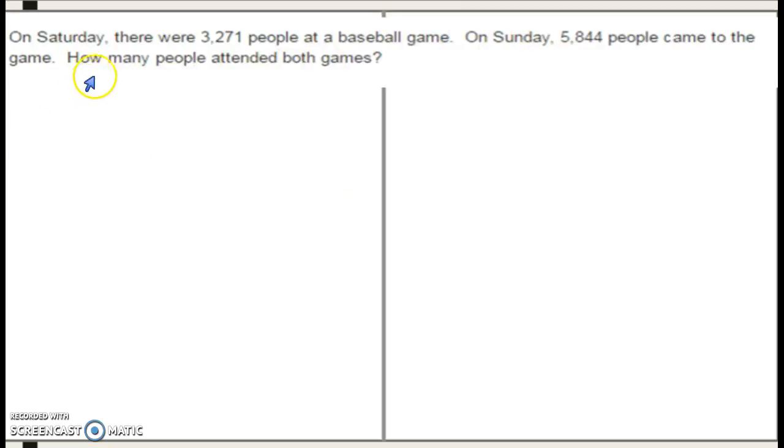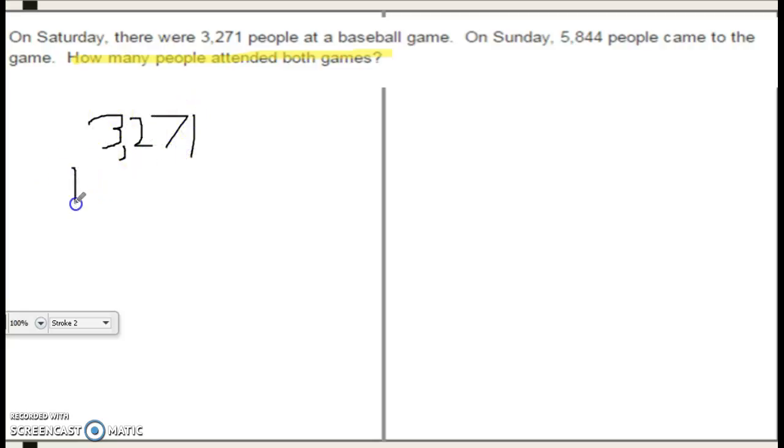Our next problem. On Saturday, there were 3,271 people at the baseball game. On Sunday, 5,844 people came to the game. How many people attended both games? So what you're looking for here is a total. So we're going to take 3,271 and we're going to add 5,844 because we're looking for a total.